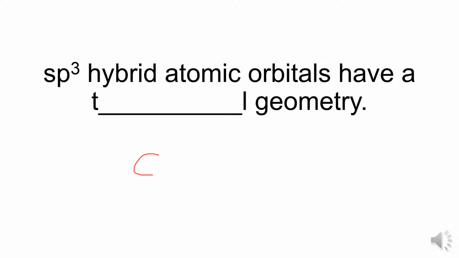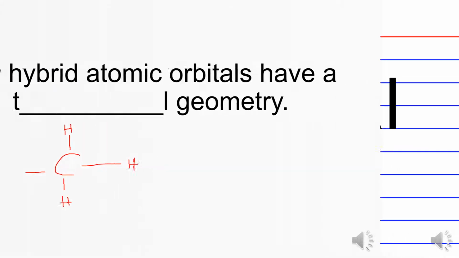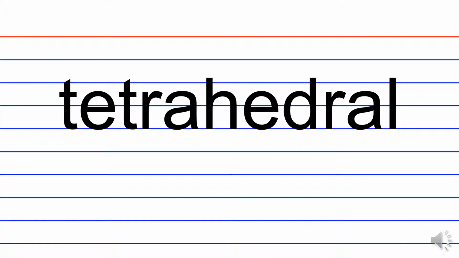So sp3 looks something like this. The classic case of sp3 is usually like a methyl. What do you call this geometry? And we're referring to the bond geometry here, not the electron geometry. That would be a tetrahedral geometry. So that's a tetrahedral geometry, okay?